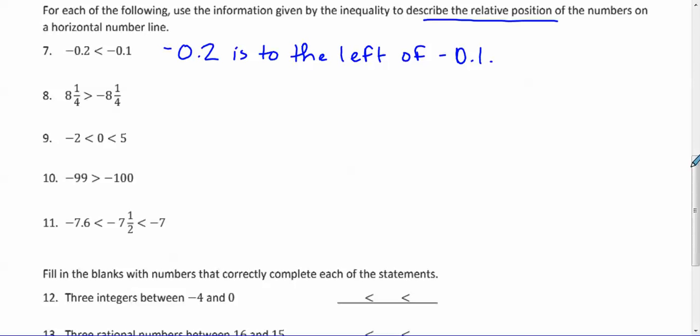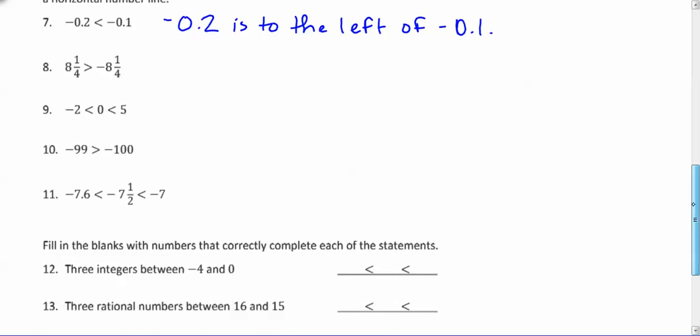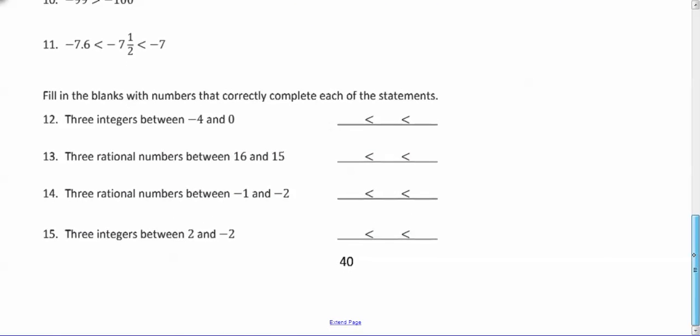And then last night you had a pretty easy homework assignment if you didn't get lost trying to make it more complicated than it was, which happens sometimes when they use some of this wording. 3 integers between -4 and 0. So you don't want to use -4 and you don't want to use 0 because it's got to be between. So what would we have written there? Maddie, thank you. -3, -2, and -1. Very good. So you would say -3 is less than -2, which is less than -1.